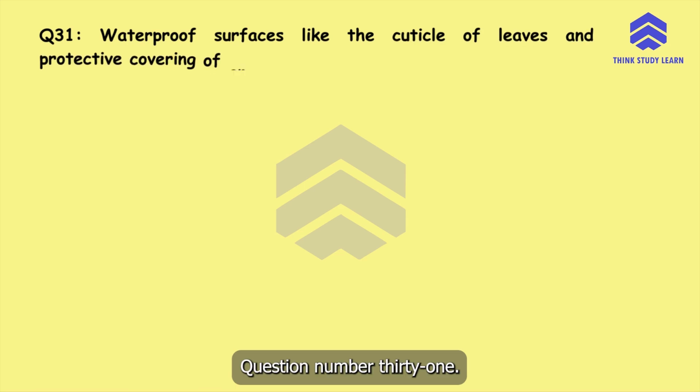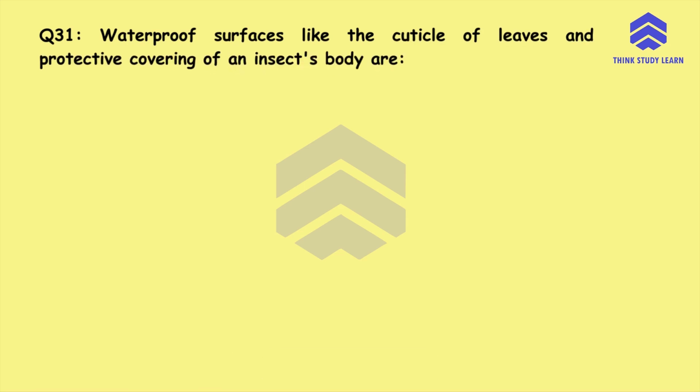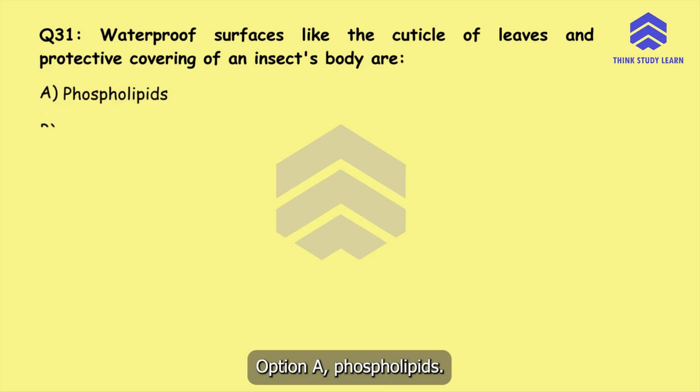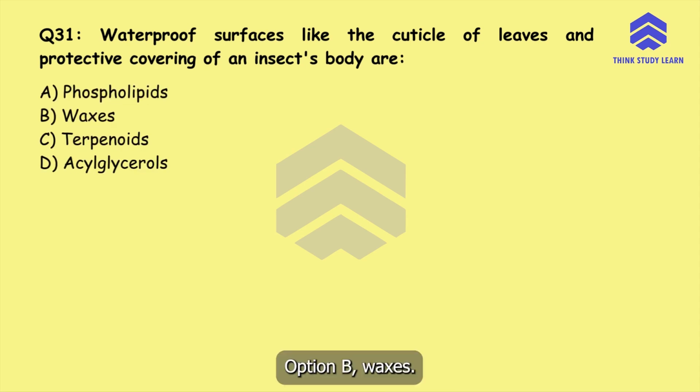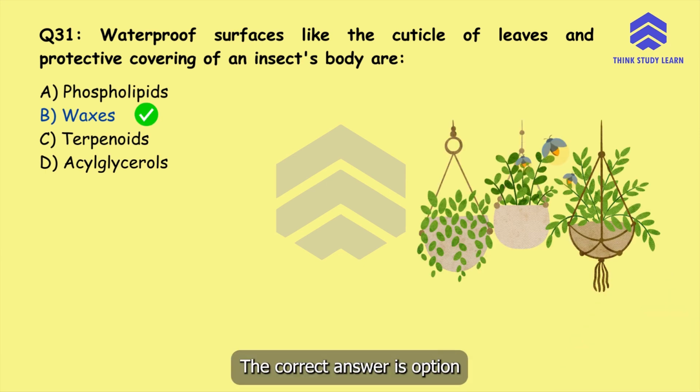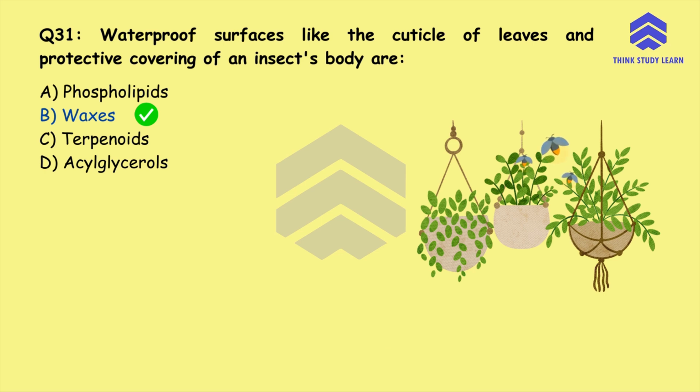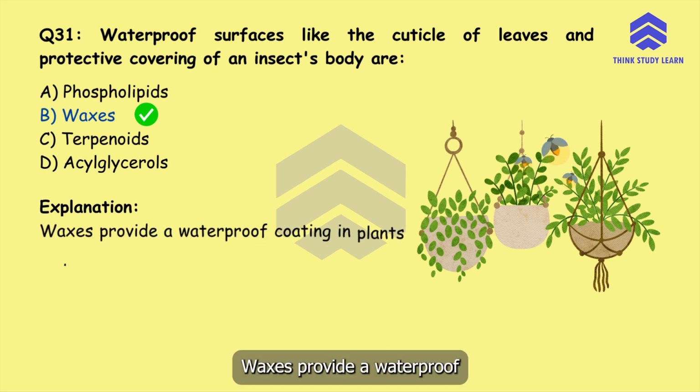Question number 31. Waterproof surfaces like the cuticle of leaves and protective covering of an insect's body are option A, phospholipids, option B, waxes, option C, terpenoids, or option D, acyl glycerols. The correct answer is option B, waxes. Waxes provide a waterproof coating in plants and insects.